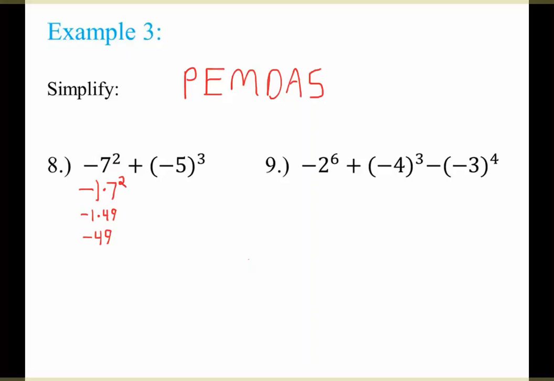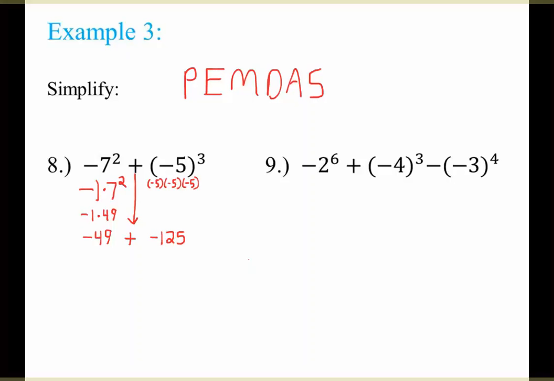Okay. Now over here with the negative 5 cubed, since we have the parentheses, that's negative 5 times negative 5 times negative 5. 5 times 5 times 5 is 125. So do we have a positive or a negative 125? Well, an odd number of negatives says I have a negative 125. What am I doing with these two numbers? Well, that's where the plus sign comes in. I'm going to add them.